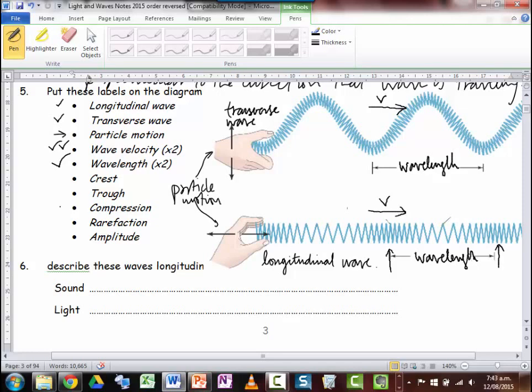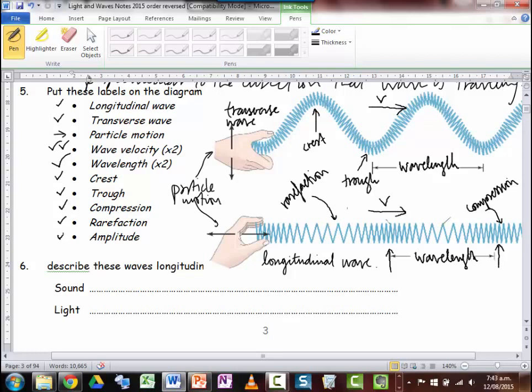Okay, so maybe we should add those. So compression and rarefaction, let's add those. Here we have a compression. And here we have a rarefaction. And then we want to add a crest and a trough. Those are points on a transverse wave. So this we call a crest. And this we call a trough. So a crest is the highest point on a transverse wave, and a trough is the lowest point on a transverse wave.